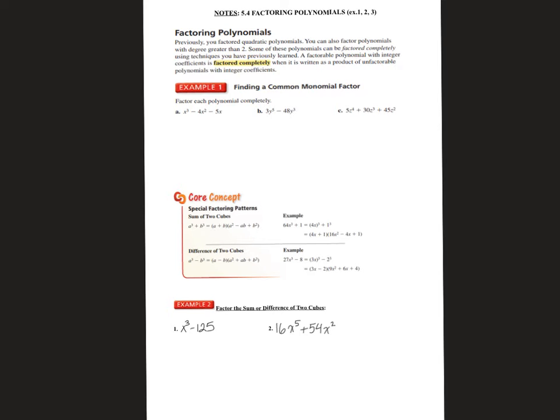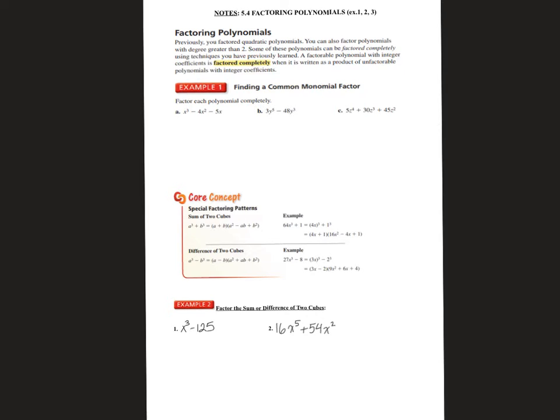Hey everybody, so we're going to be starting our notes for 5.4, which is all about factoring polynomials. And factoring is something you've done since Algebra 1. And this is such an important topic in any algebra because no matter what math course you're in, in the lower levels, you're going to be factoring, even next year in geometry and in pre-cal especially.